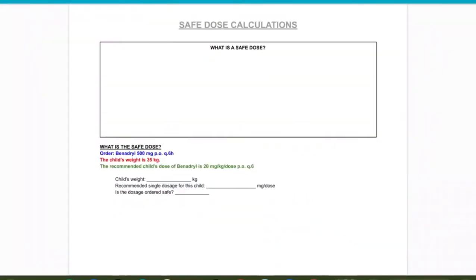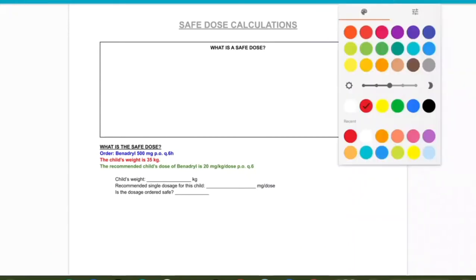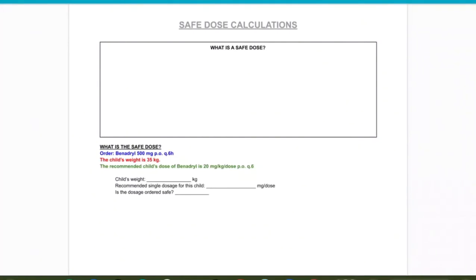Okay, what is a safe dose? I'm going to make a little graph here. And I am sorry that I am a little bit tired and out of it. So hopefully I'm making sense.